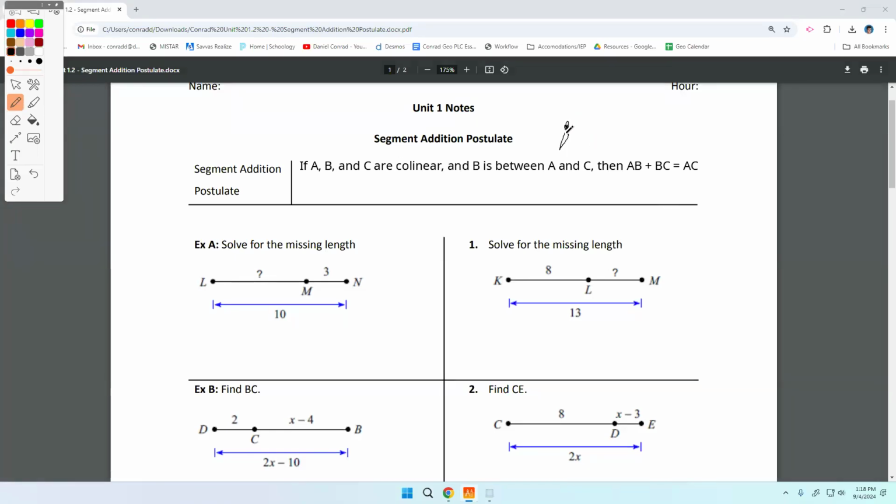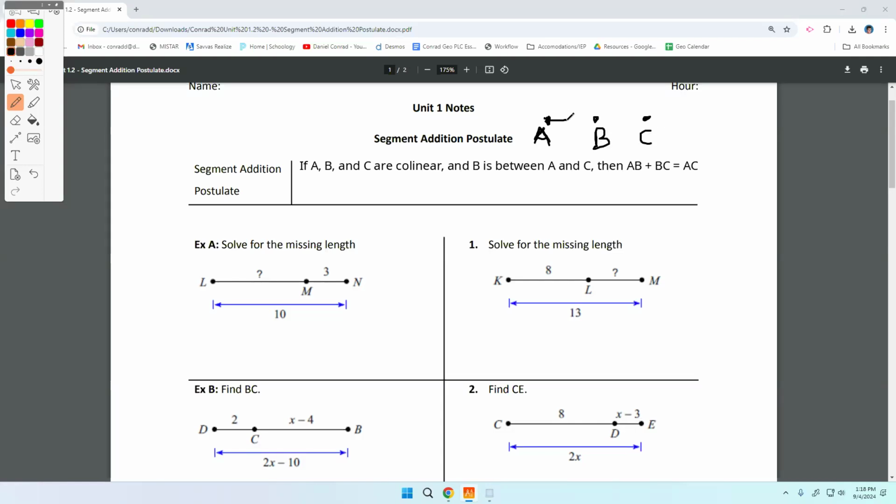We have A. Okay, we got A here. We got B over here, and we got C over here. So B is between A and C.